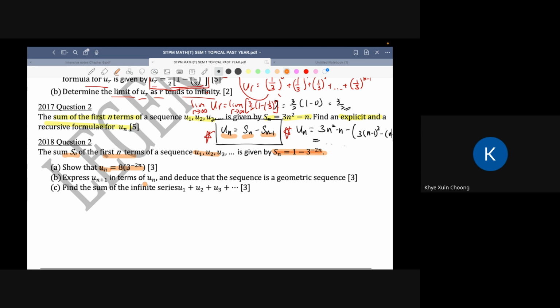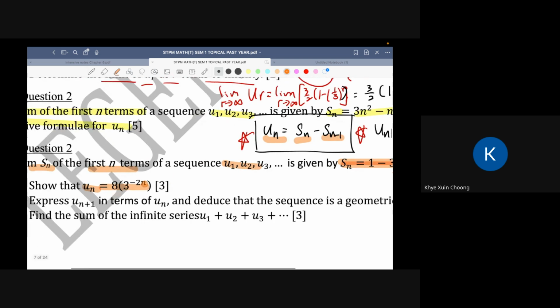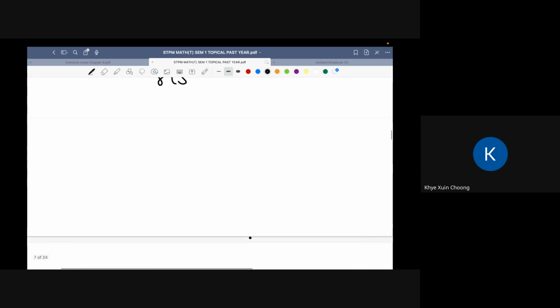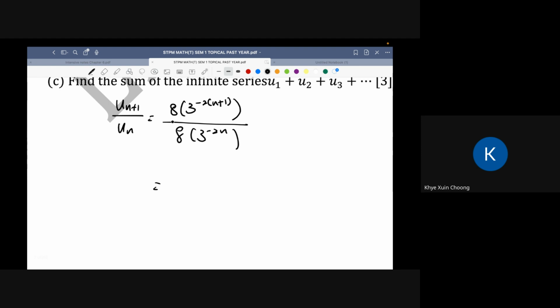If it is a geometric progression, we find the common ratio. If you are not sure, you can try both ways, okay? But over here, it is actually a geometric progression. So we use the common ratio method, okay? So we use Un plus 1 over Un equals to some constant. If you're not sure, you just directly substitute the formula, 8 times 3 power negative 2(n plus 1) over 8 times 3 power negative 2n, then try to simplify it. Okay, let me try it out.